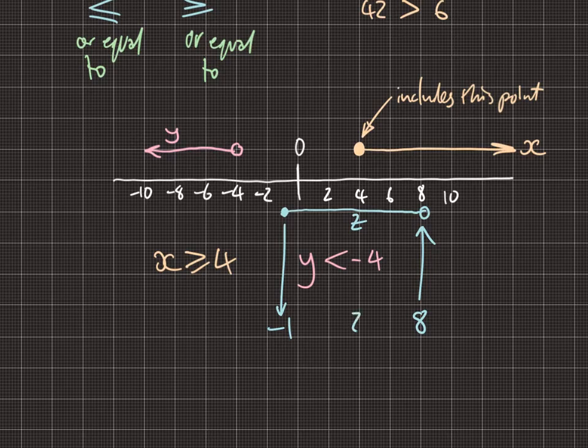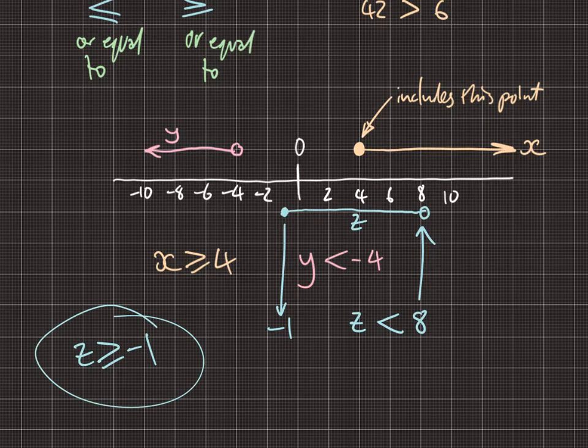Now we can say that z must be less than 8, strictly less than, because that's not a filled in circle, so it cannot be equal to 8. But we can also say that z is greater than or equal to -1, because it's everything to the right of -1. So that also is true.